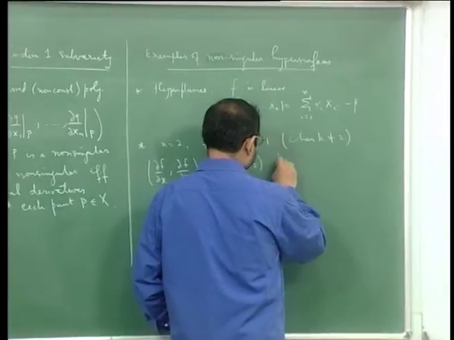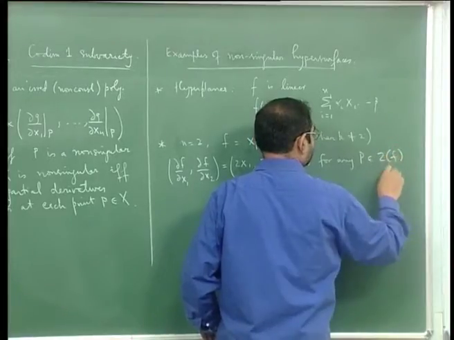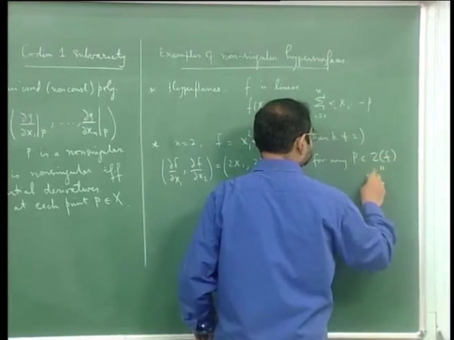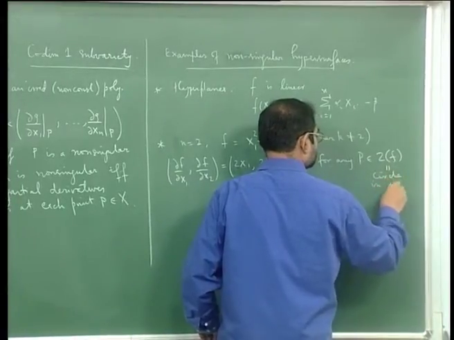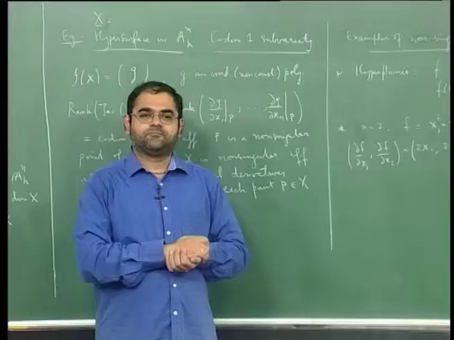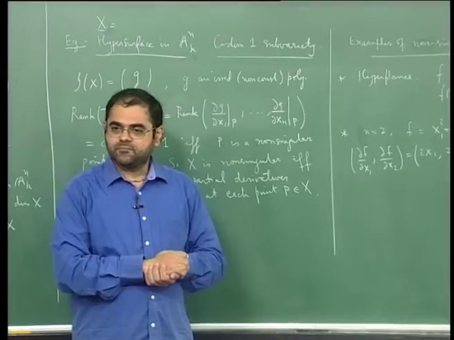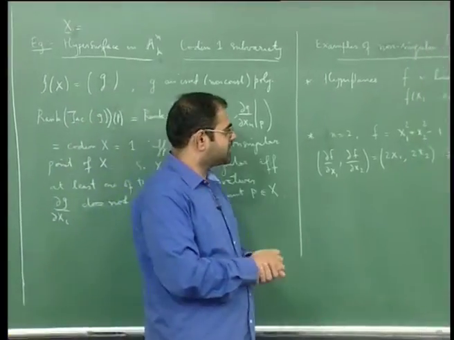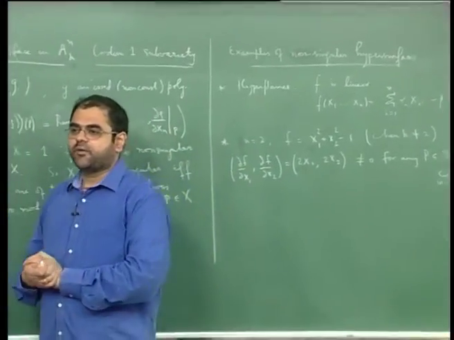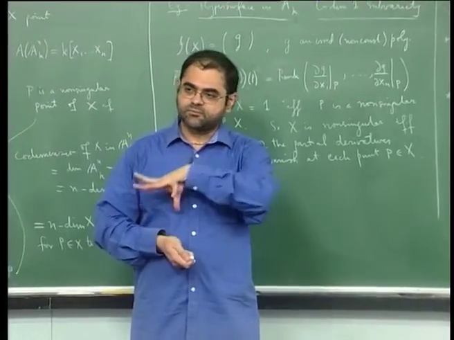So this is not equal to 0 for any p in the zero set of F, which is a circle in A2, and now you can start with one equation, you can start looking at objects given by several equations, and start checking which are the points that are smooth points, and whether the smooth points, that is the non-singular points, are all the points, or you get some points which are singular, some points which are non-singular.